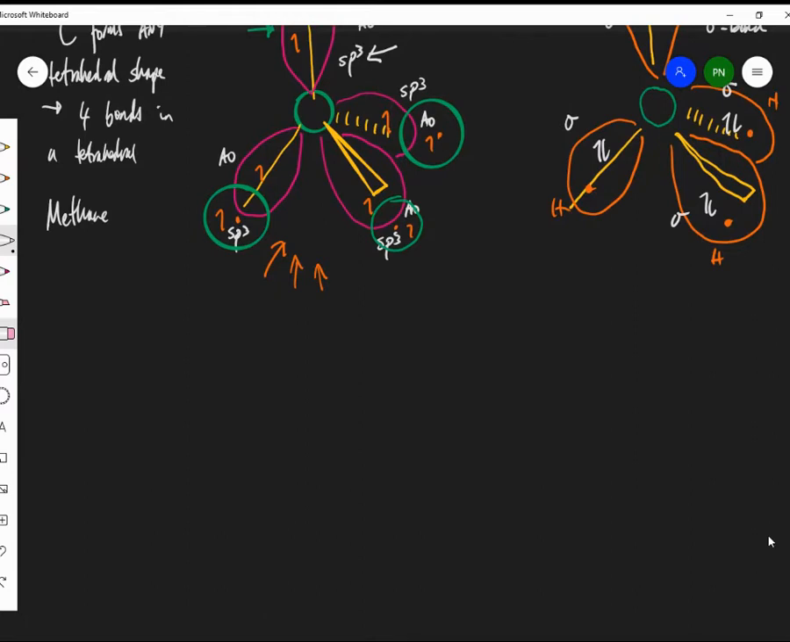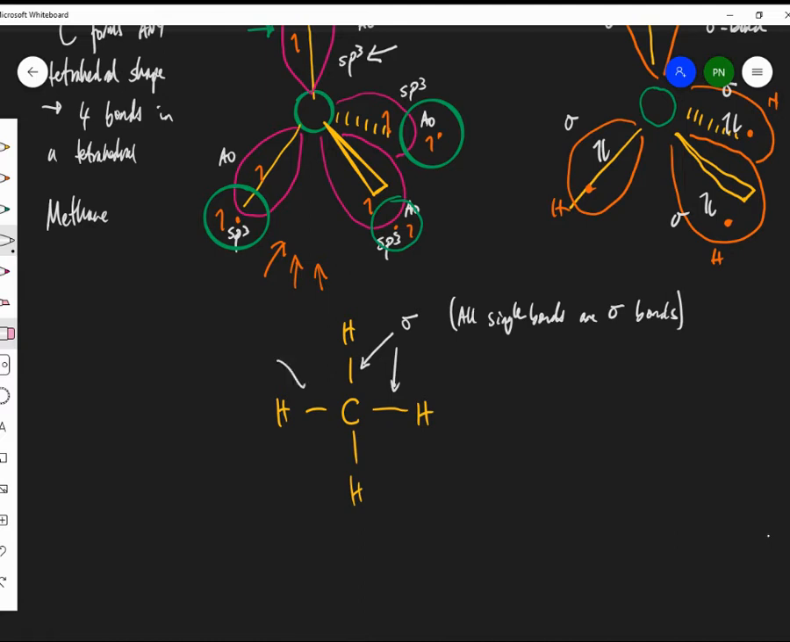All right, so let's draw a methane. There's a methane. This is how we draw it when we draw it on a two-dimensional page. Now, what can we say? Well, this is a bond. What type of bond? It's a sigma bond. By the way, all single bonds are sigma bonds. So this must be a sigma bond. This is a sigma as well. In fact, they're all sigma. All of these are sigma.